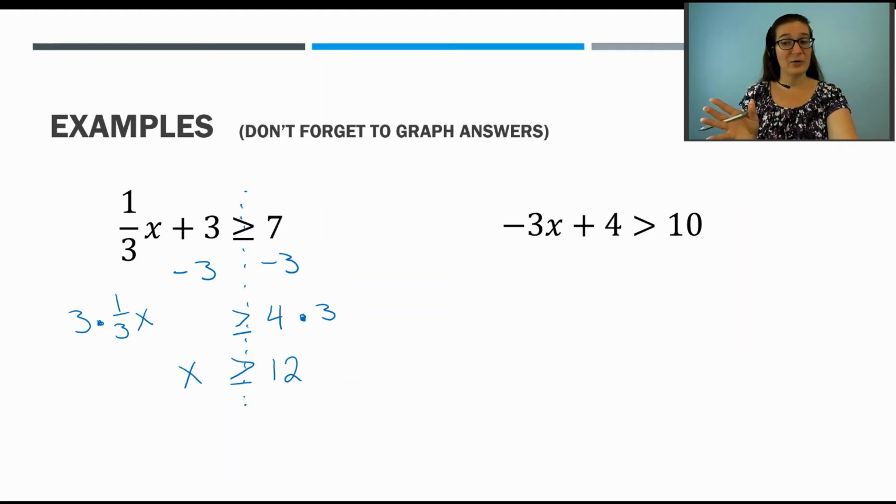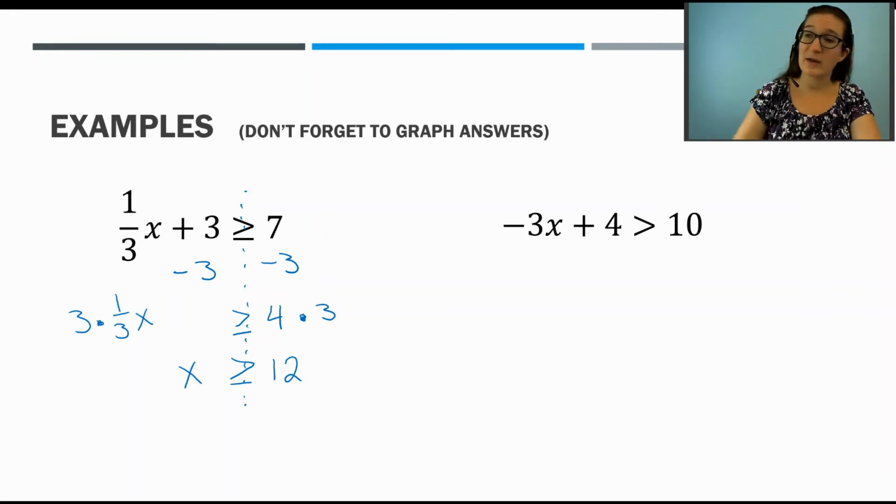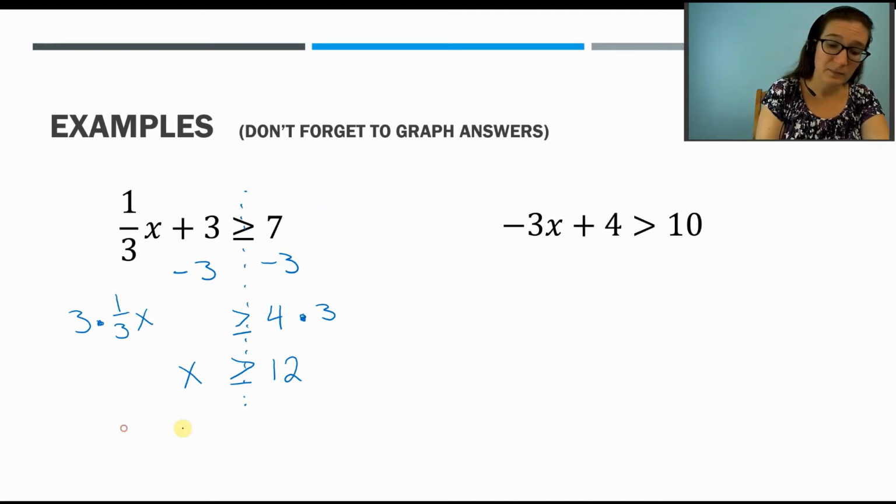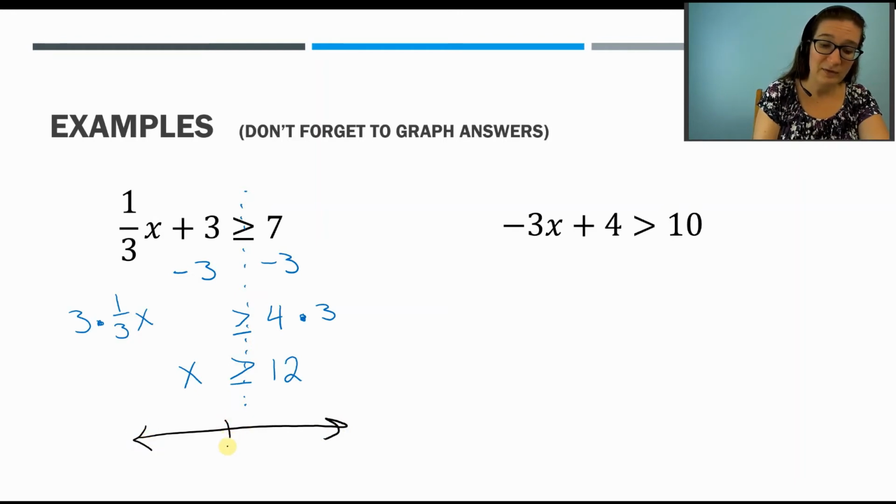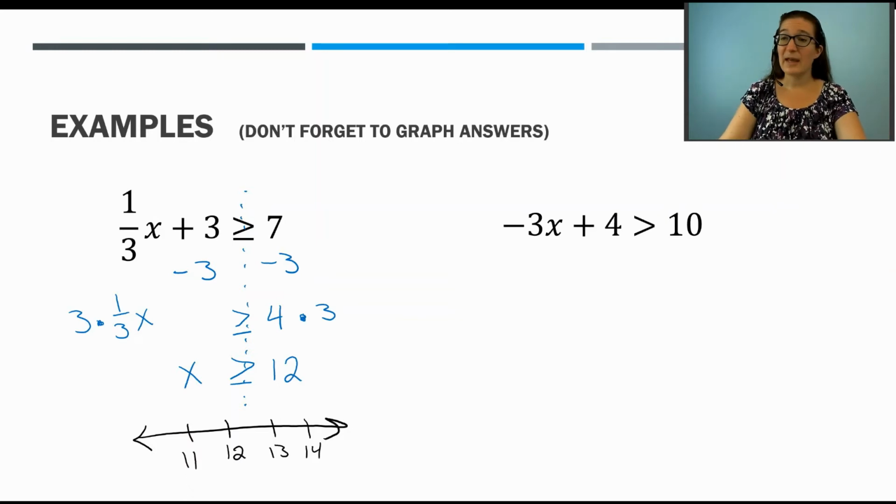Now, the other important thing, as I have noted on this slide, is that we must graph our answers, because it's not just x is equal to 12, it's x is greater than or equal to 12. So I need to think about this on my number line. So let's go ahead and give ourselves a nice little number line here. And I'm thinking about this value being equal to 12, but also being greater than. So I need to have some numbers that are also greater than 12. And when I'm graphing my answer, I'm not going to include just 12 because the answer is not just 12. It is, in fact, greater than 12.